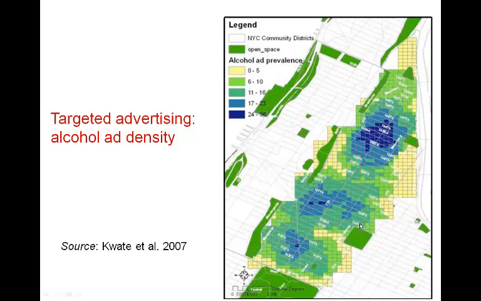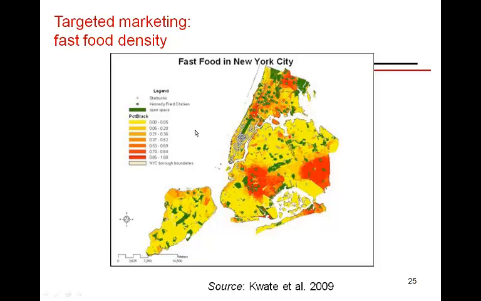So more on the geography of behavioral risk factors. Here's an example of a study by Kwate et al., looking at targeted advertising in New York City environments. So you're looking at the prevalence of alcohol ads and seeing the non-random distribution of some alcohol advertising that is coinciding with areas that are heavily concentrated in African American communities.